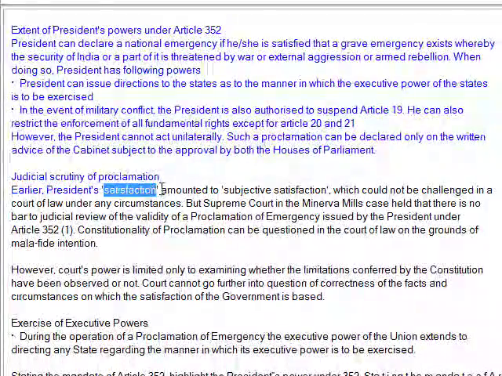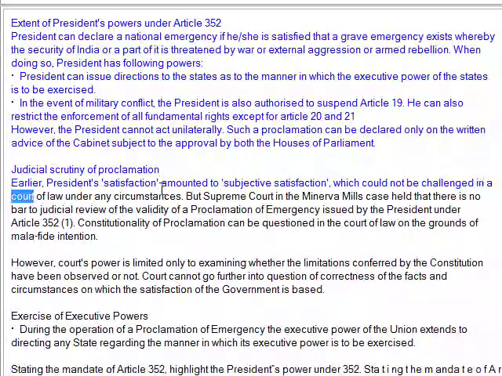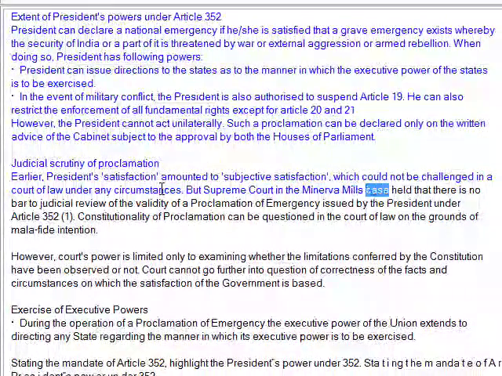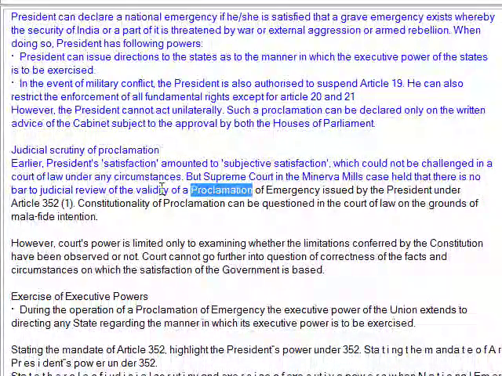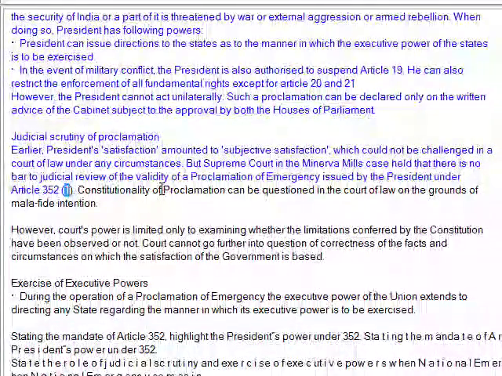Earlier, the President's satisfaction amounted to subjective satisfaction, which could not be challenged in a court of law under any circumstances. But the Supreme Court in the Minerva Mills case held that there is no bar to judicial review of the validity of a proclamation of emergency issued by the President under Article 352(1).